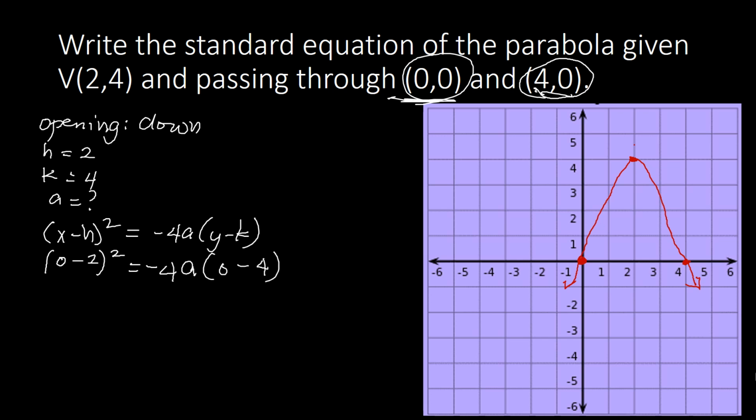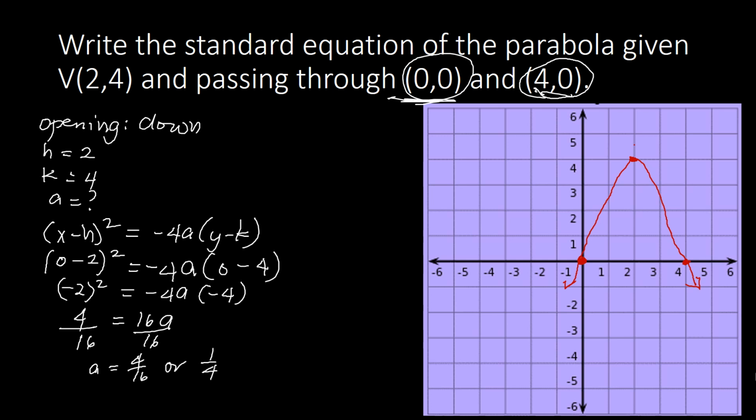So simplifying, that will be now negative 2 squared equal to negative 4a times 0 minus 4, that's negative 4. And then simplifying, this is 4 equal to negative 4 times negative 4, that's 16, and then we've got an a. Divide this by 16, and so with the other side. So our a here is equal to 4 over 16, or that is simply 1/4. So that is our a. We've got 1/4 on our a.